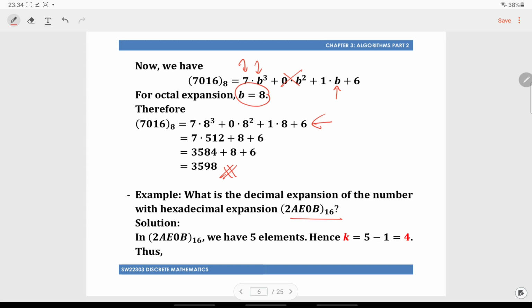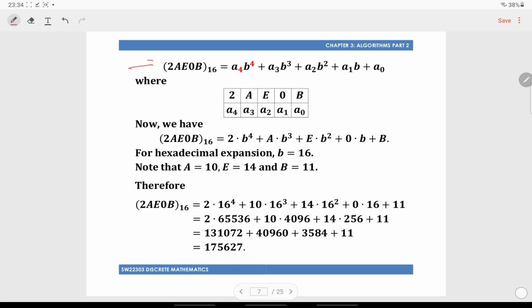So how do we do that? First of all, we count the number of elements inside the given expansion. We have 5 elements: 2, A, E, 0, and B. So with 5 elements, the value for k equals the total number of elements, 5, minus 1, so k equals 4. And then we write the equation. The given hexadecimal expansion equals this equation. Because k equals 4, the highest power for b equals 4, followed by a3 b cubed plus a2 b squared plus a1 b plus a0.